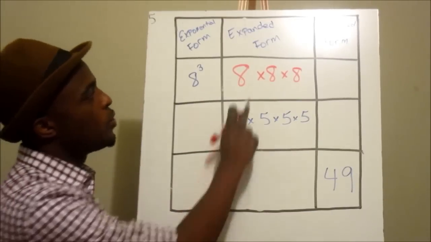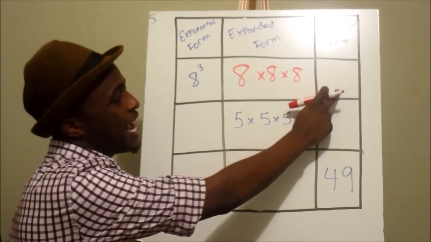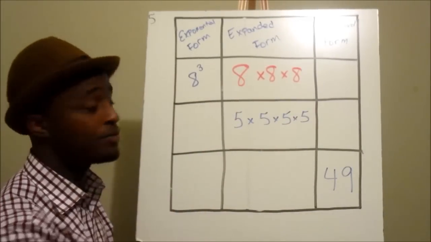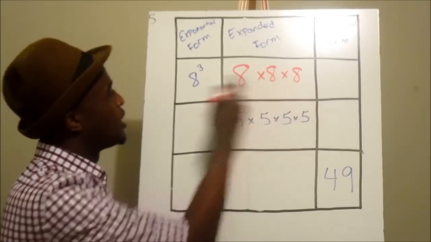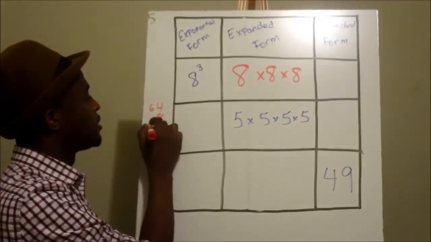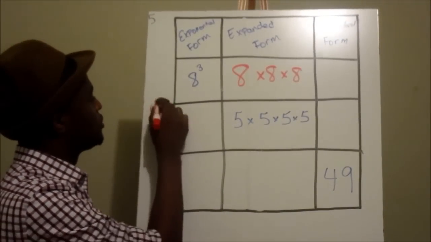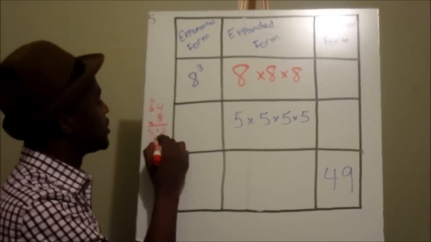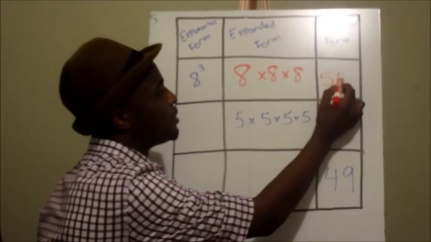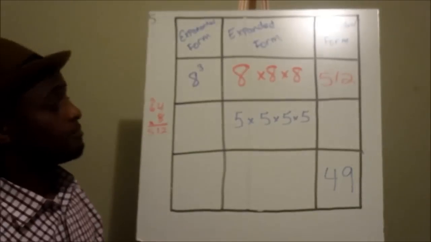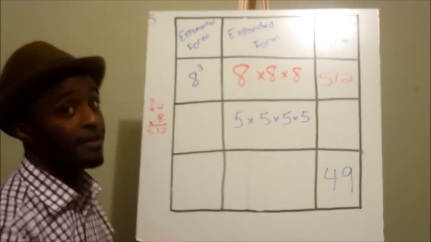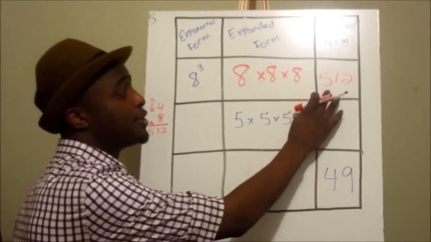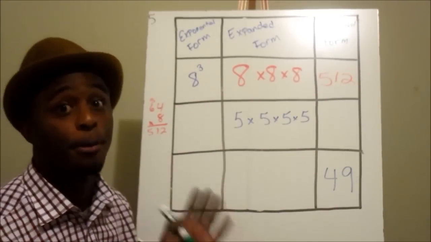All right, when I do that math to get my standard form, which is just the number by itself, 8 times 8 is 64, and then 64 times 8, 32, 48, 51. Would be 512. All right? Do not make the mistake and say 24. That is not 24. It's 512. Big difference. We're going to mark it wrong.